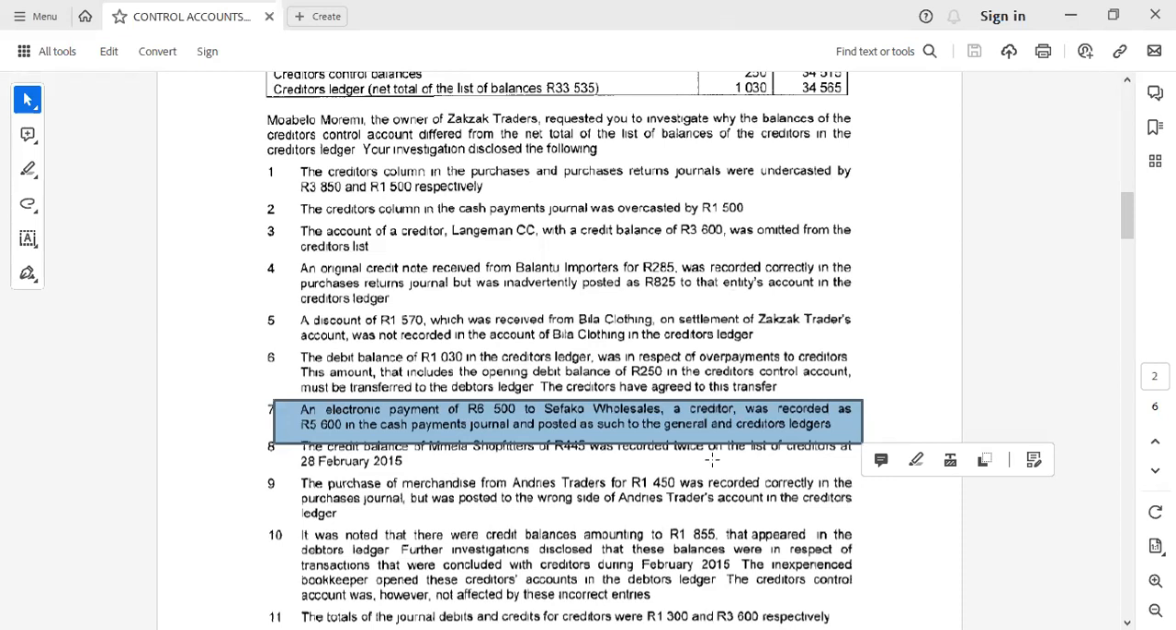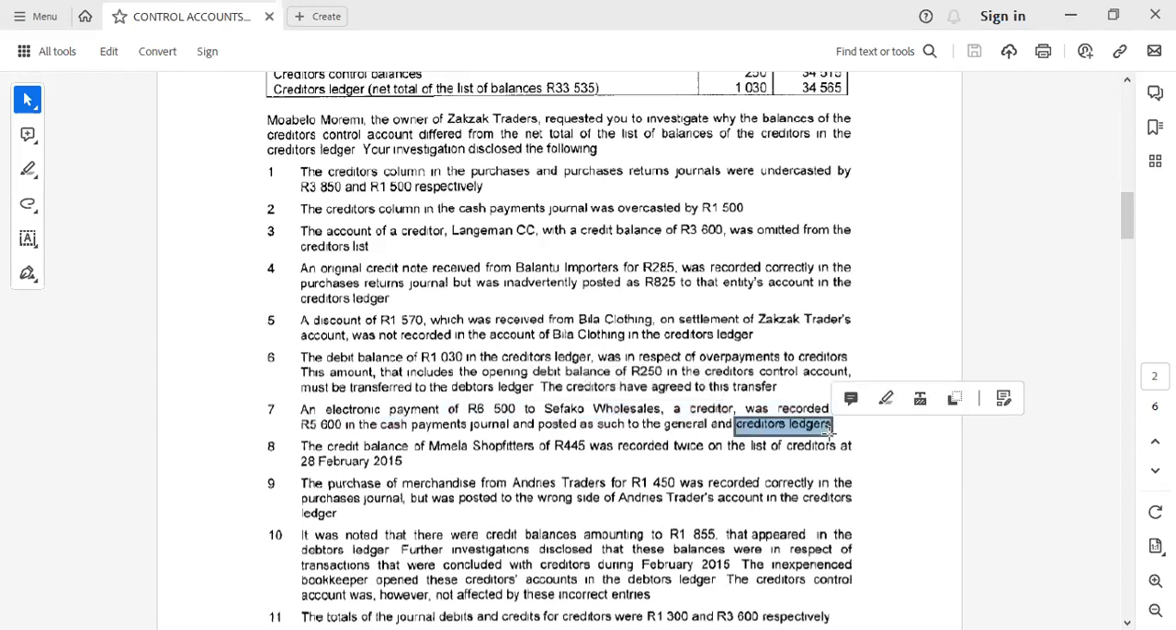So here the error was also made in the general ledger. This payment was for 6.5, but it was understated. So because it was also made in the creditors ledger, it has to be recorded. Remember, the control account is in the general ledger and the individual account is in the creditors ledger. All right.